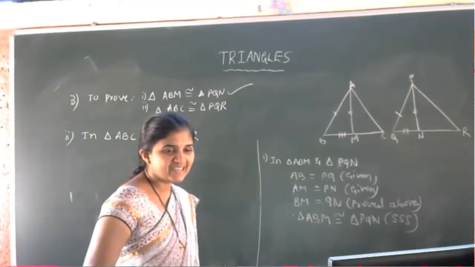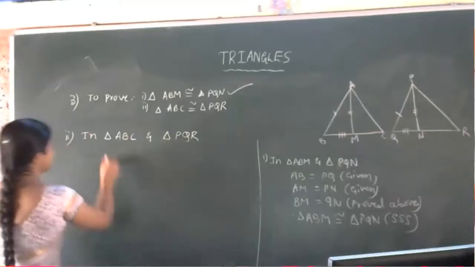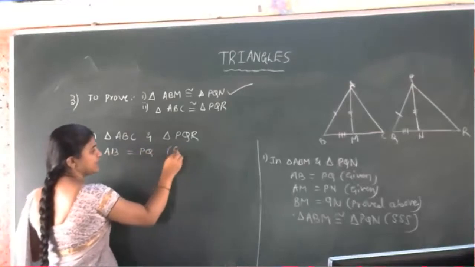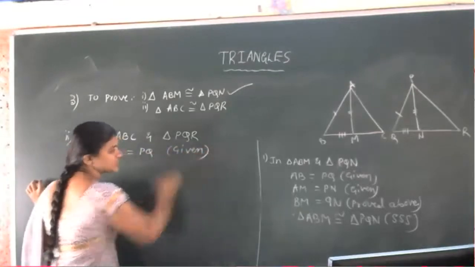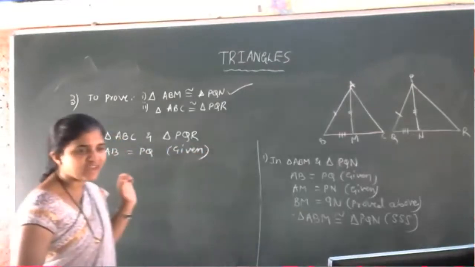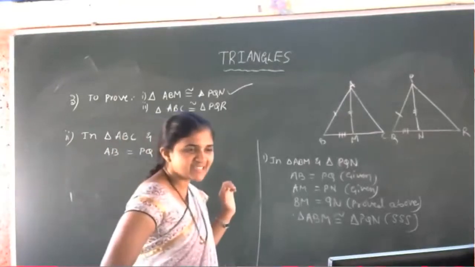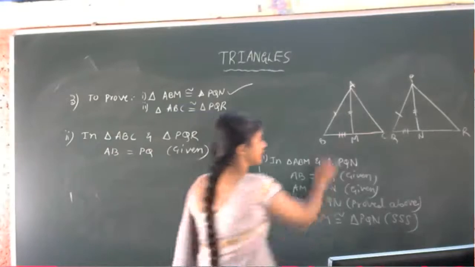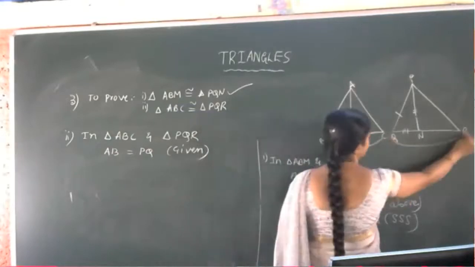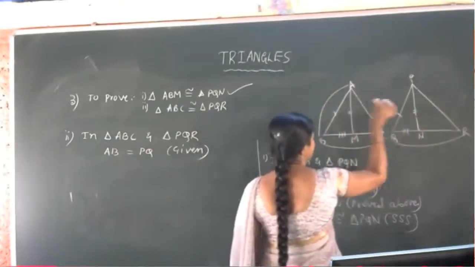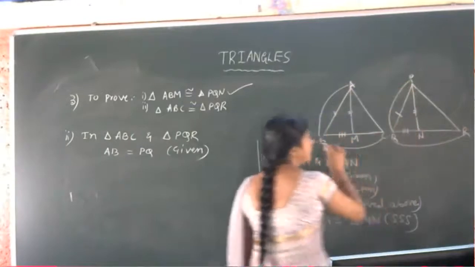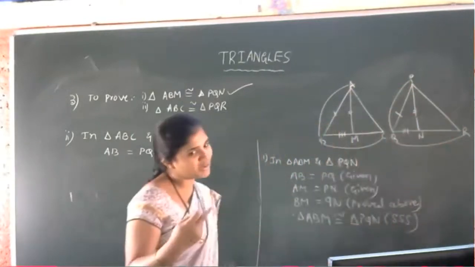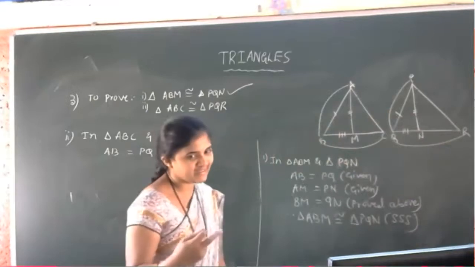Yes, AB is equal to PQ. It is given actually. AB side is equal to PQ side, given. Which is the next one? BC is equal to QR. This BC side is equal to QR. It is given. Just now we used AB is equal to PQ, then BC is equal to QR is also given. Next, one more data.